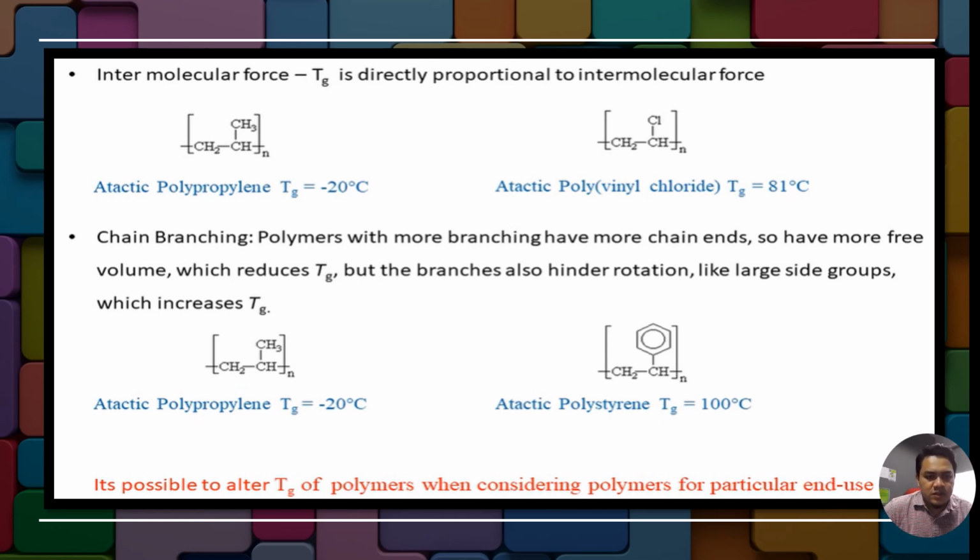From the chain branching, we also have two examples. Number 1 is atactic polypropylene. The glass transition is about negative 20 degrees Celsius, but atactic polystyrene is different because of intermolecular force, so the glass transition temperature is 100 degrees Celsius. Okay, it's possible to alter the glass transition of polymers when considering a polymer for a particular end use.